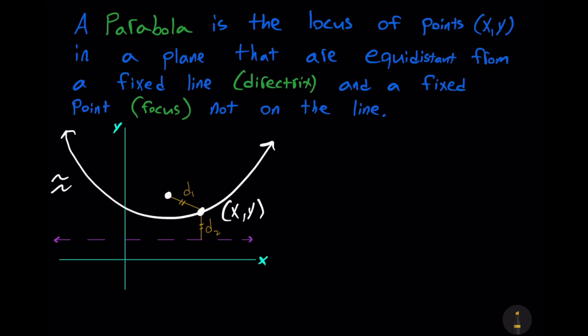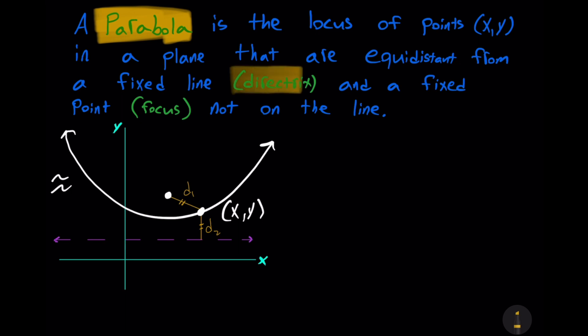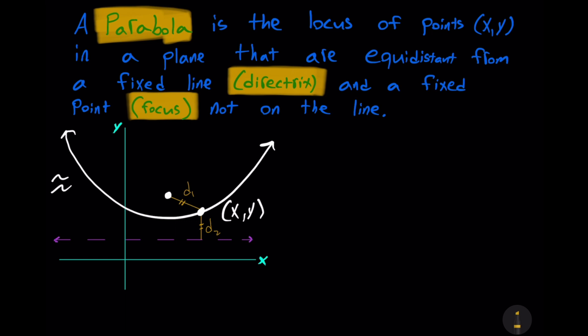Together, we're going to look at a geometrical definition of a parabola. A parabola is a conic section, and we're going to model this geometrical figure with an equation based on the definition. Now, we can say that a parabola is the locus of points, that is to say, the set of points (x, y) in a plane that are equidistant from a fixed line, namely a directrix, and a fixed point, namely a focus, not on the line.